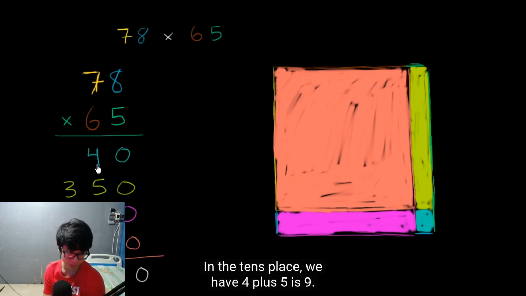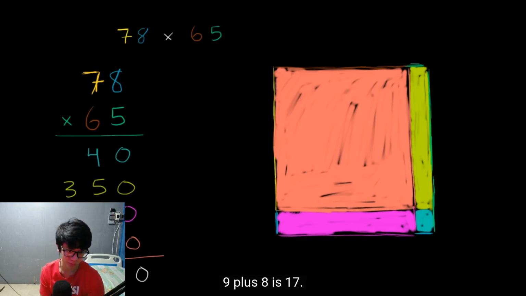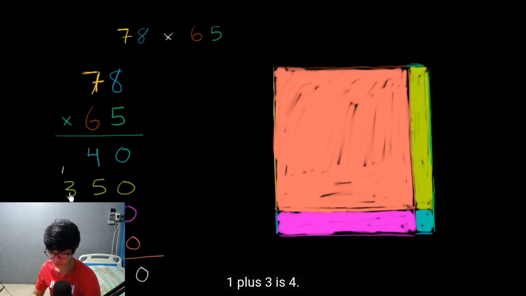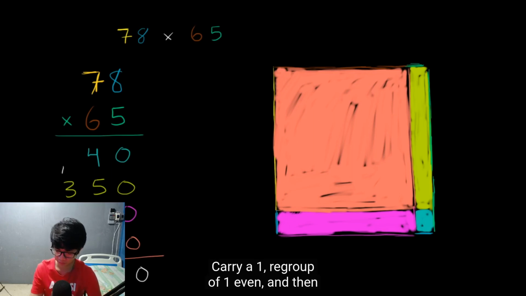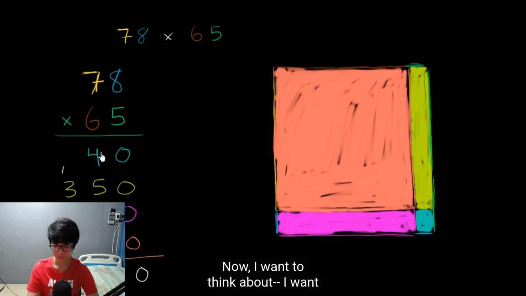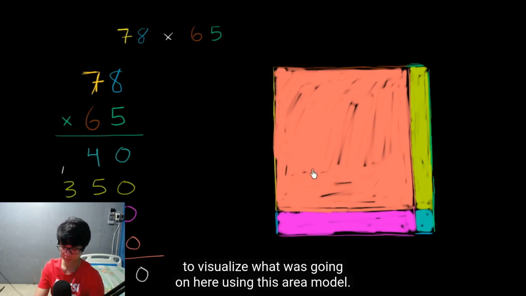In the tens place, we have 4 plus 5 is 9. 9 plus 8 is 17. And now we can carry a 1. 1 plus 3 is 4. 4 plus 4 is 8. 8 plus 2 is 10. Carry a 1. You could say regroup a 1 even, and you have a 5 right over there. So you get 5,070.